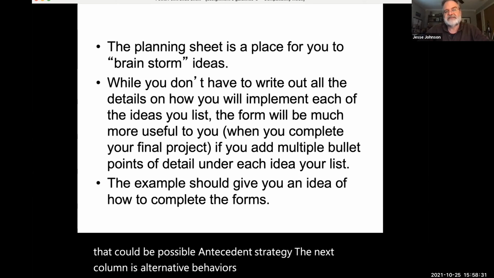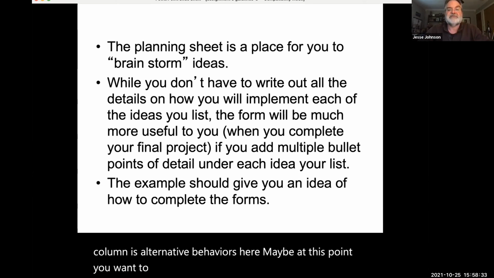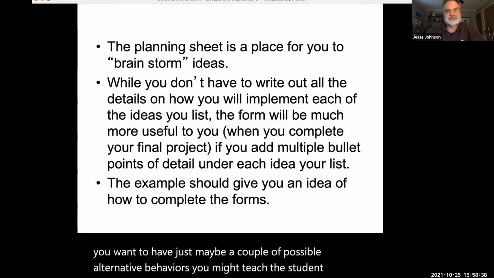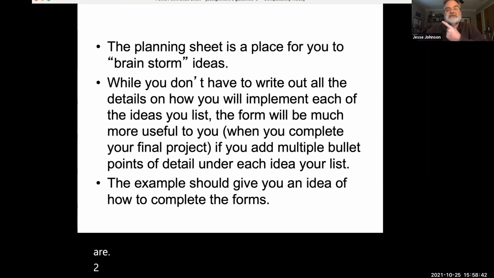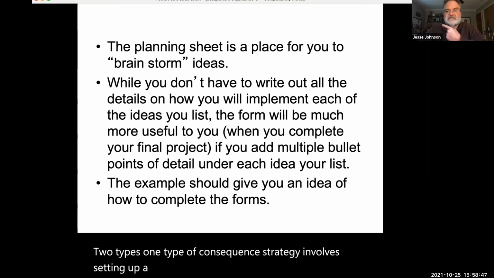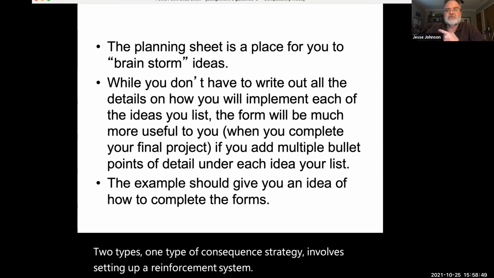The next column is alternative behaviors. Here, maybe at this point, you want to have just a couple of possible alternative behaviors you might teach the student. The third column is consequent strategies. Consequent strategies are two types. One type of consequent strategy involves setting up a reinforcement system, either individual or part of a group.